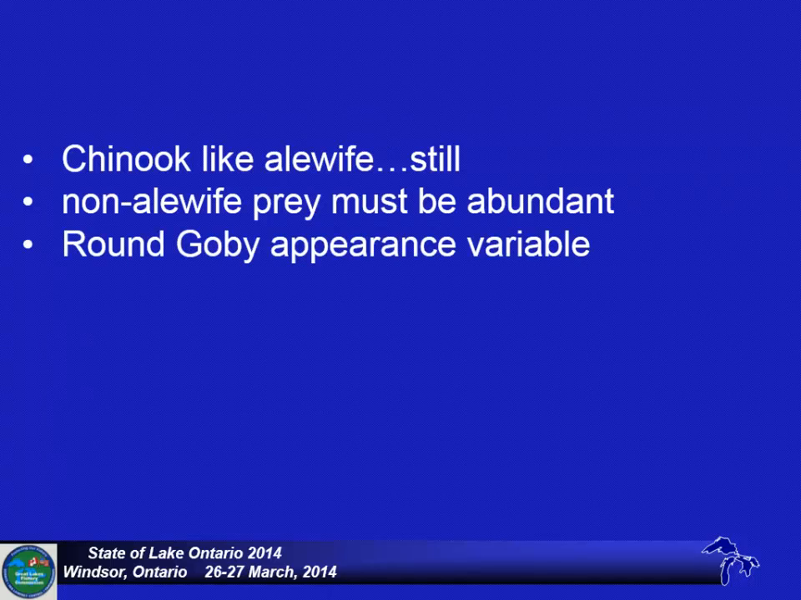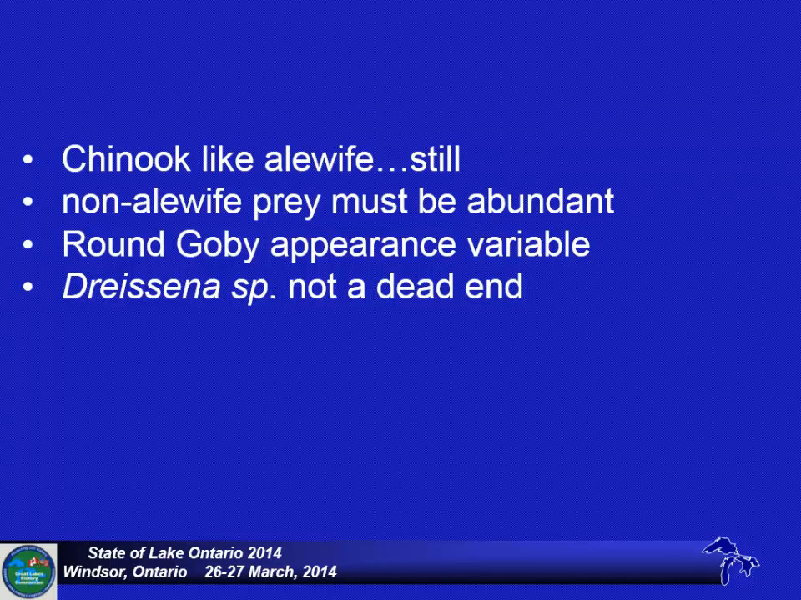The influence of round goby is variable: minimal in Chinooks, rainbow trout, and coho, more so in lake trout, very abundant in browns, and very abundant in the nearshore fishes. Dreissenids aren't a dead end.